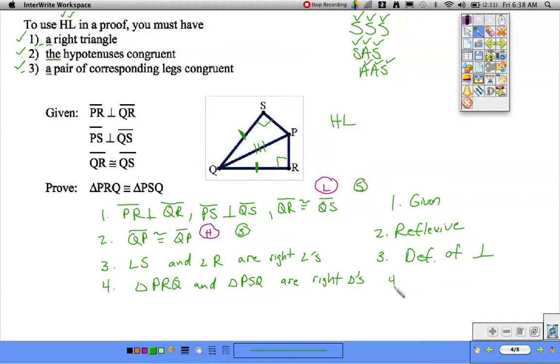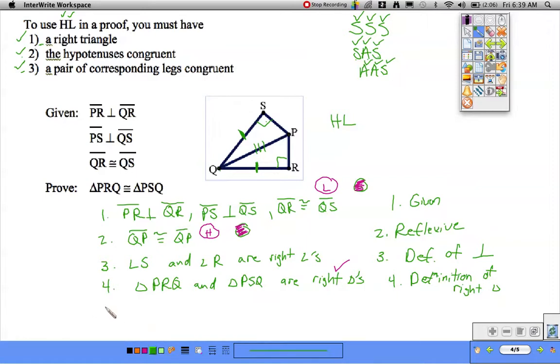Now don't overthink this. How do I know just by looking at this that PRQ is a right triangle? Well, it's got a right angle in it. So I'm using the definition of what a right triangle is. So the definition of right triangle is my simple reason for saying they are right triangles. So now I've listed my 3 things. I've got that I have right triangles, which means this isn't just a side anymore, it's a hypotenuse. And this isn't just a side anymore, it's a leg. So I've got hypotenuses, legs, and right triangles.